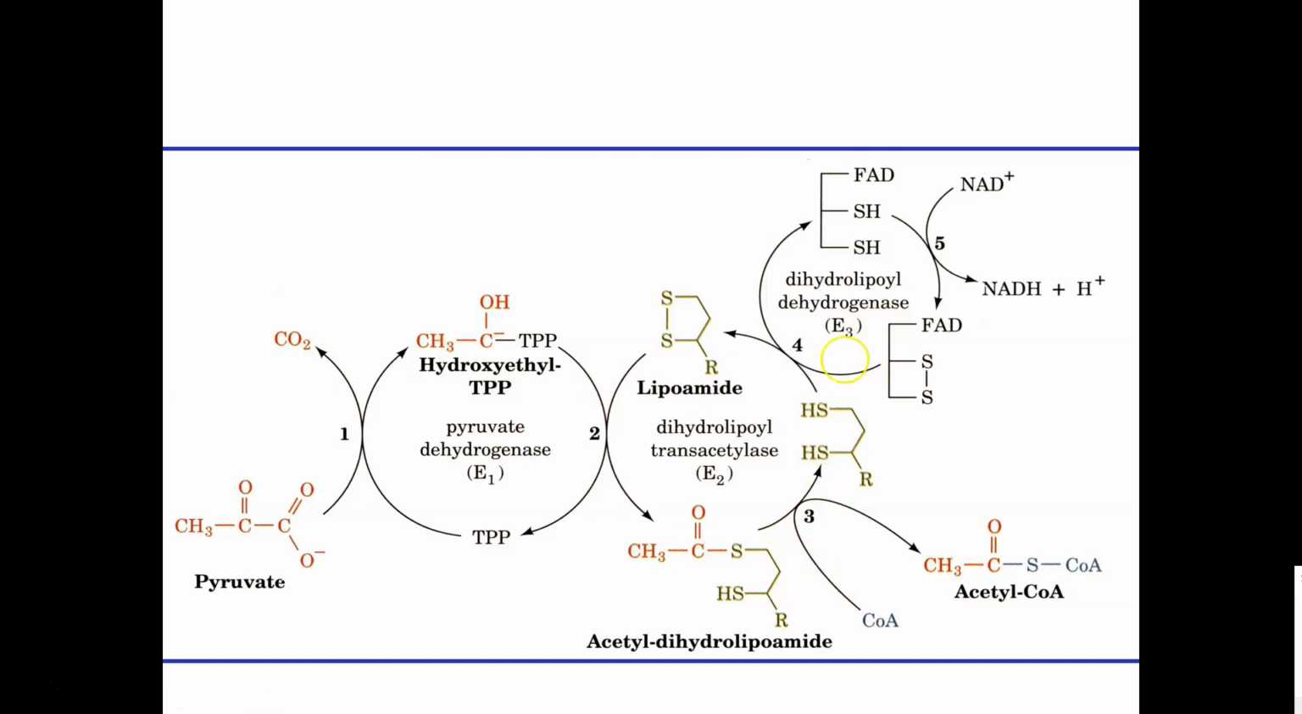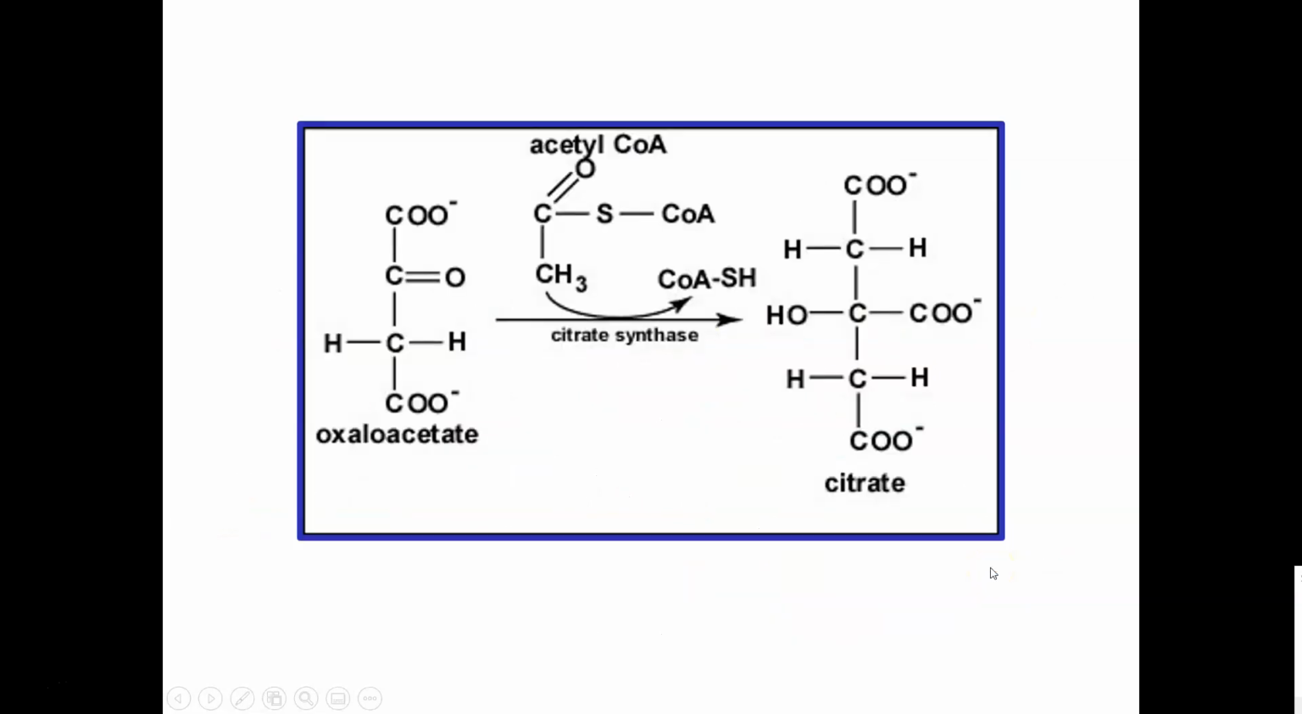FADH2. And FADH2 then transfers those electrons and protons to NAD. And so the net outcome of the PDC is 1 molecule of carbon dioxide leaving as waste, 1 reduced molecule of NADH plus H carrying electrons and protons to the electron transport chain, and acetyl-CoA. And that's the acetyl-CoA that we feed into the citric acid cycle.